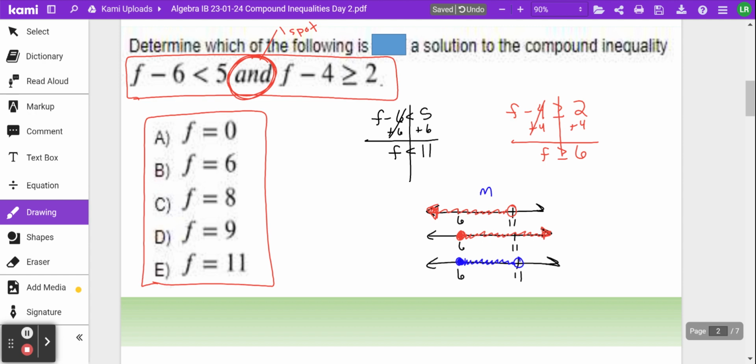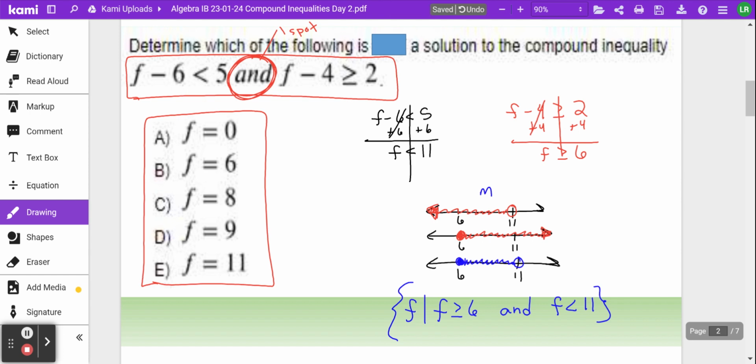For our answer then, we would say f such that, and we're going to talk about both of them. We should talk about the 6 first. So f is greater than or equal to 6. Make sure you put the word and in between them. f is less than 11. Now, that's doing the problem.